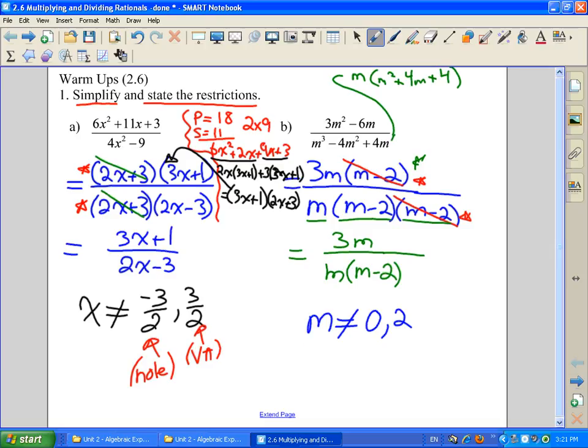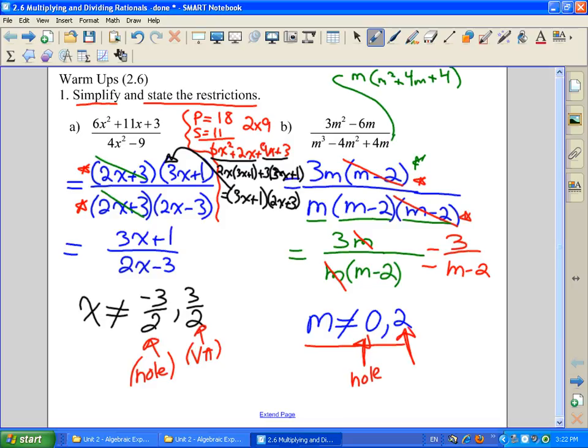Taking a look at our restrictions, m cannot equal 0, which is a hole, because it got canceled out. Sorry, my fault. I apologize for that. You can cancel that out. I forgot to throw my last step in here, so it's going to be 3 over m minus 2. I apologize. So the m cancels out, so we call that a hole.